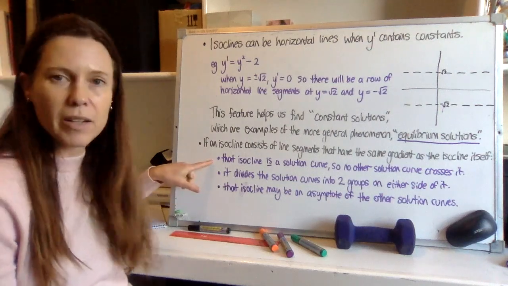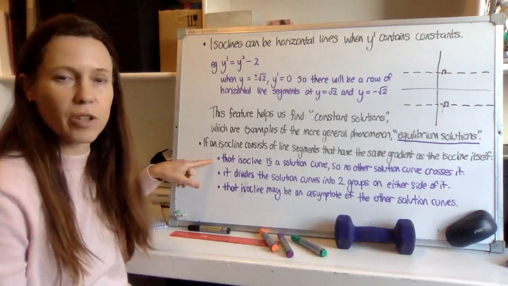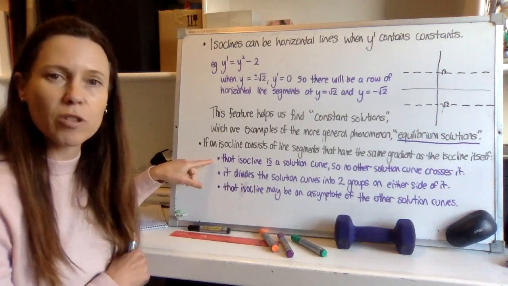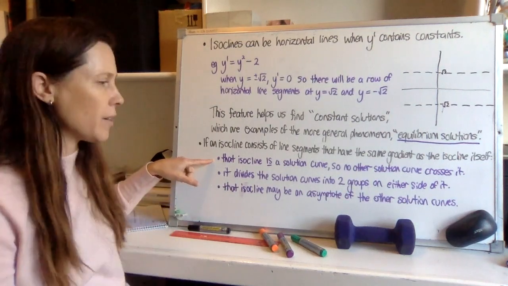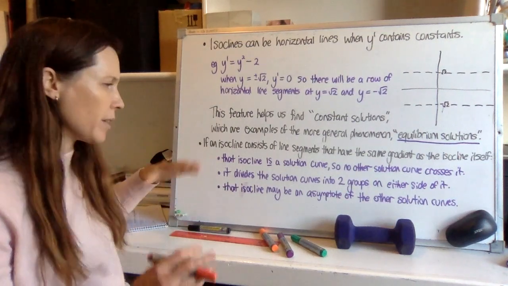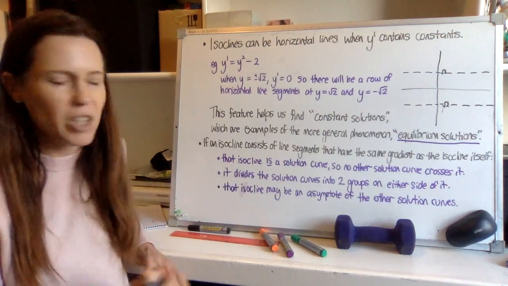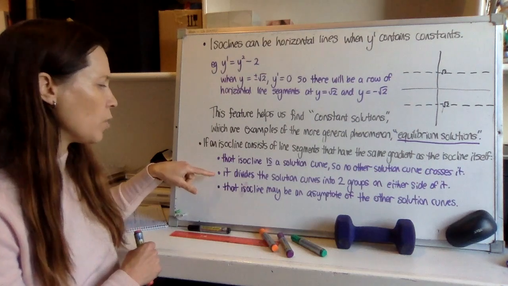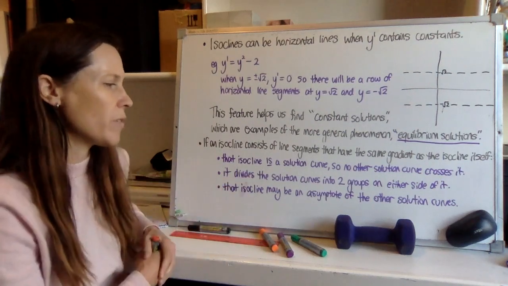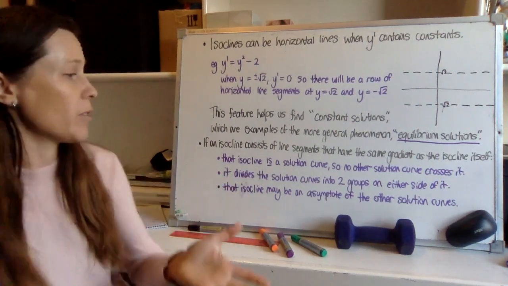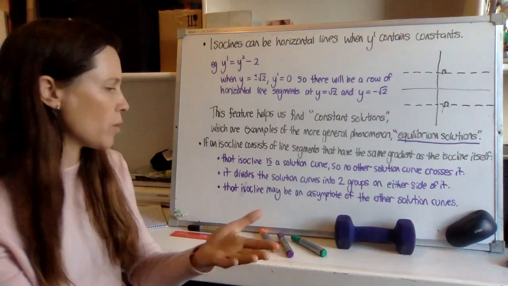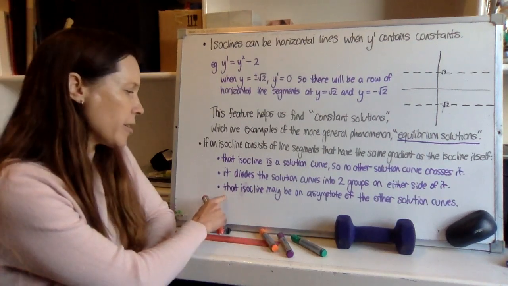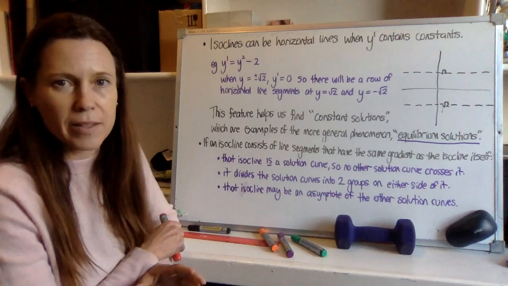We can say that that isocline actually is a solution curve, and that means that no other solution curve crosses it, because generally solution curves don't cross each other except for in unusual examples that we generally won't see in this course. Also, we can say that that line will divide the solution curves into two groups, because if none of the solution curves are crossing it, they're either on one side of it or the other, and that isocline may be an asymptote of the other solution curves.